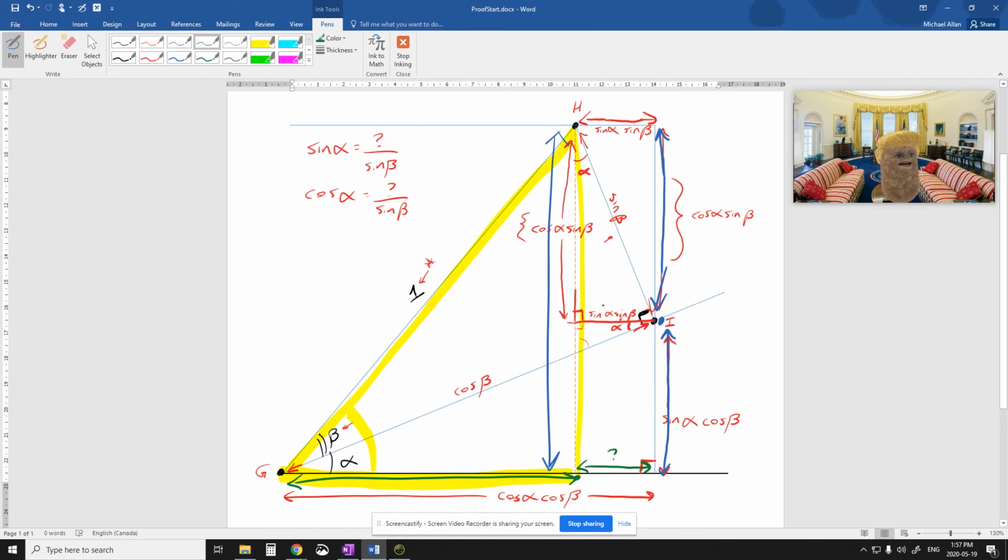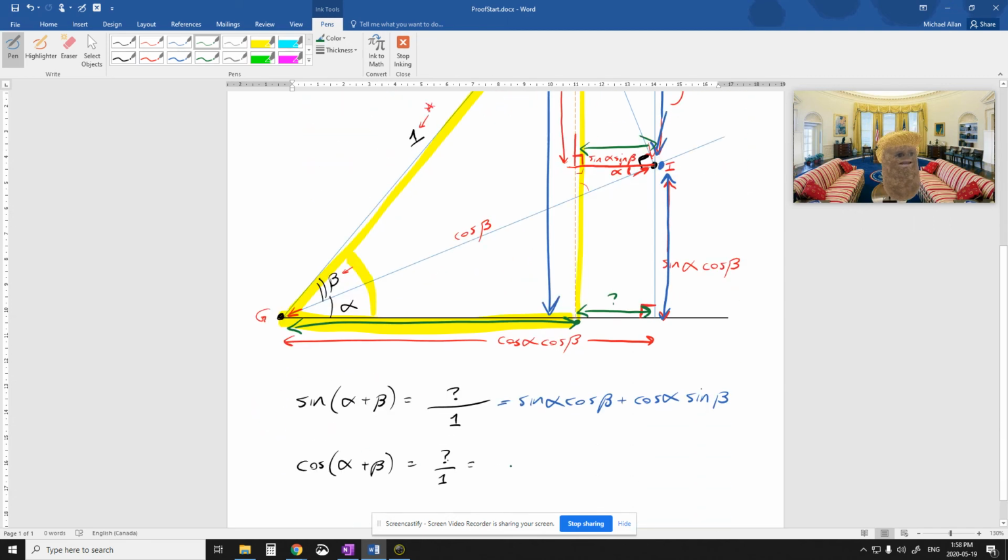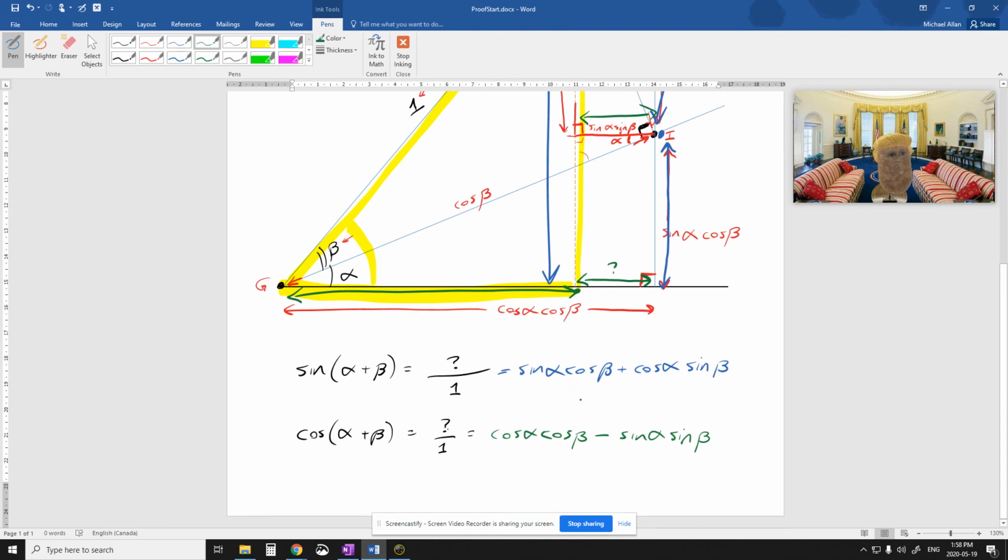You can actually stop halfway and say, that's sine alpha, sine beta. You can go right to the top, sine alpha, sine beta. So these distances are all the same. So it's going to be the full distance minus that little piece. There's the other one, right? It's cos cos minus sine sine. Okay.